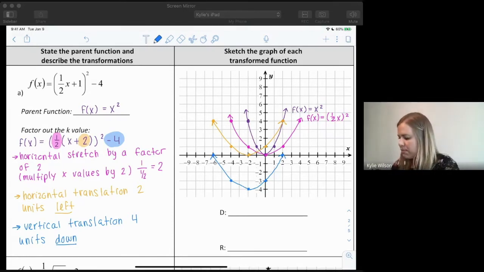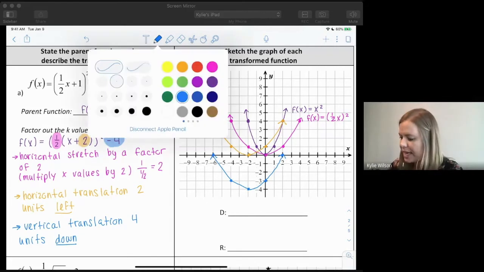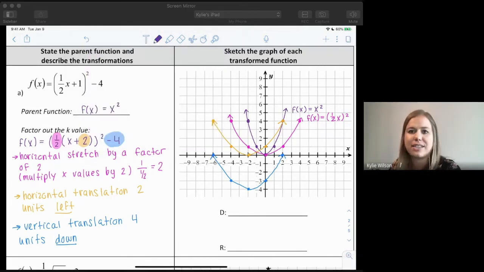Okay, so this blue one over here is our final parabola with all of our transformations done to it. And now we just want to look at the domain and range. So if I look at my domain, there's nothing stopping my x's. My little arrows on the sides can go on forever and ever. So that means that we have x is an element of real numbers.